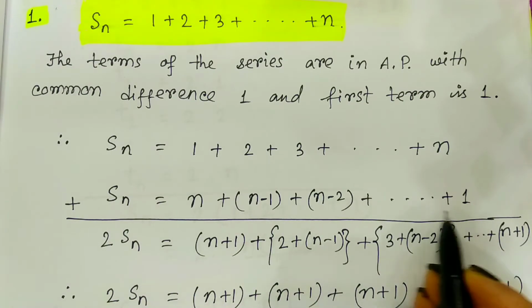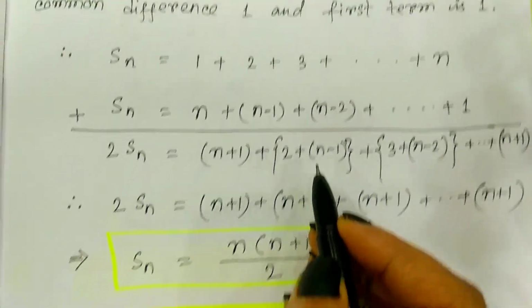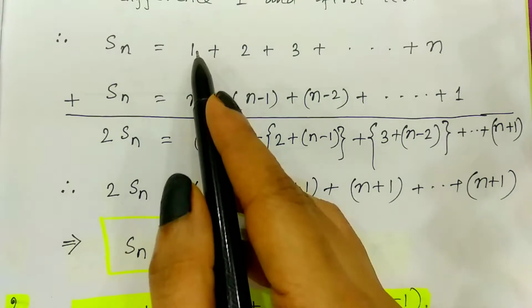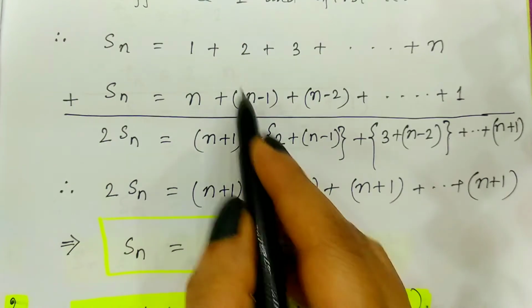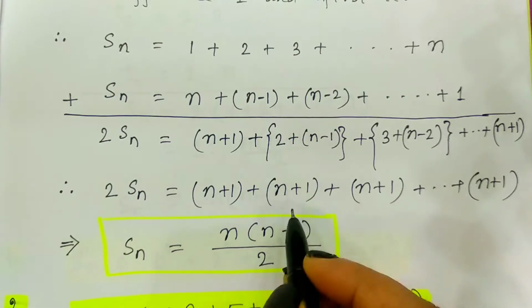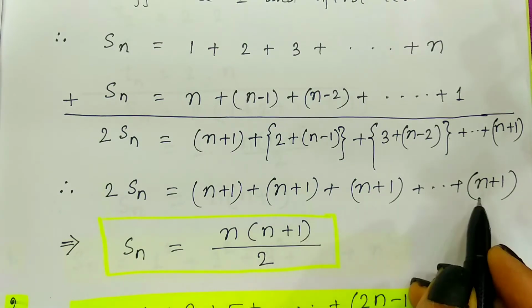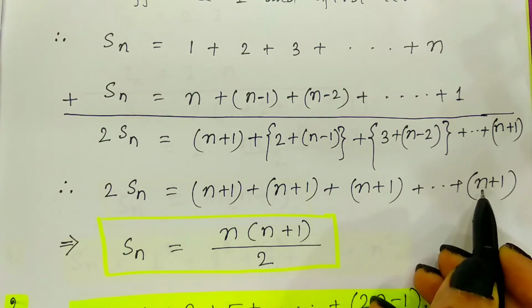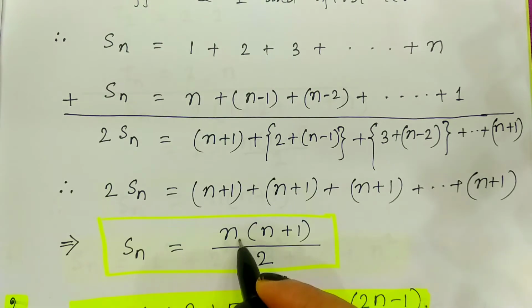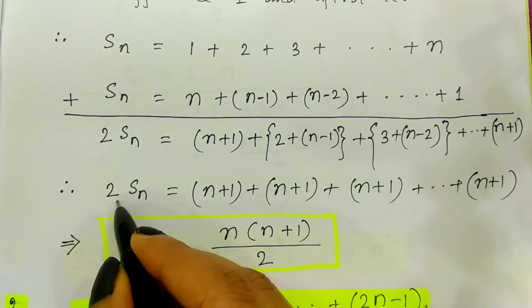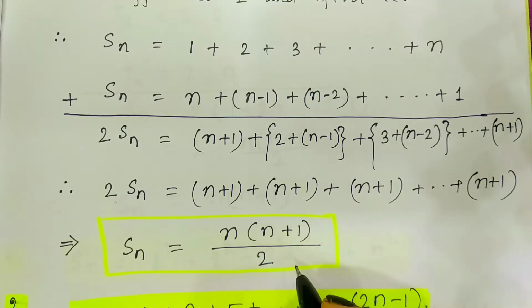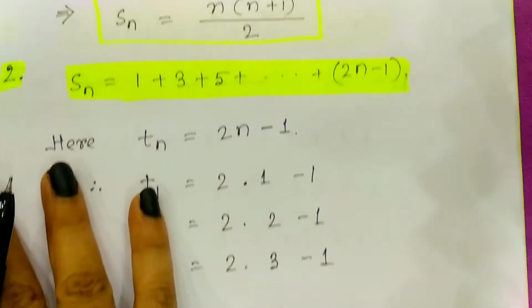In this way if we write, after that if we add them, then we will find it is 2Sn. The summation of twice the series is equal to 1 plus n, which is n plus 1. Then 2 plus n minus 1, it is again n plus 1. In this way we will find n plus 1 in each and every place. If we add all of them, there are a total of n terms, so we can write it is n into n plus 1. As 2 is given, Sn is equal to n into n plus 1 by 2. Hence the proof.